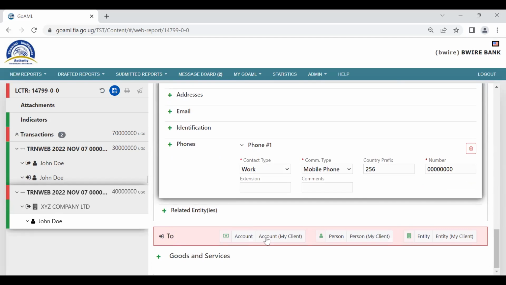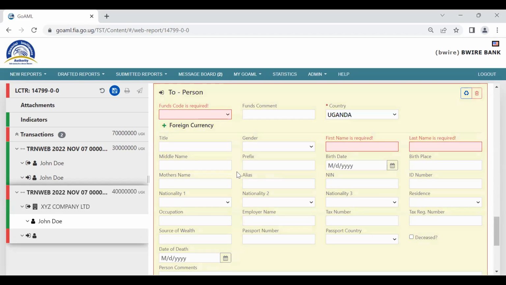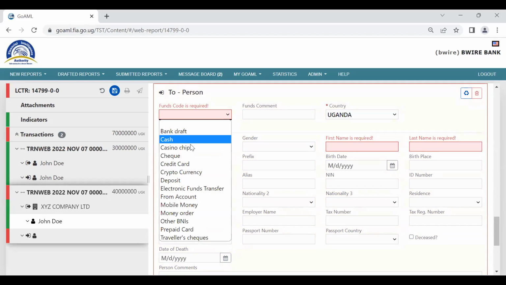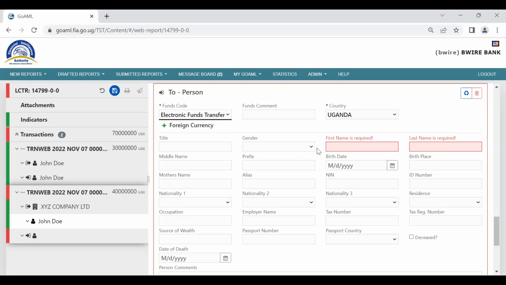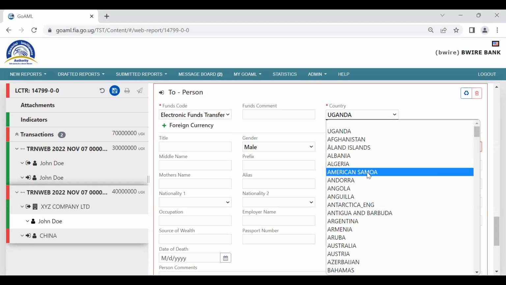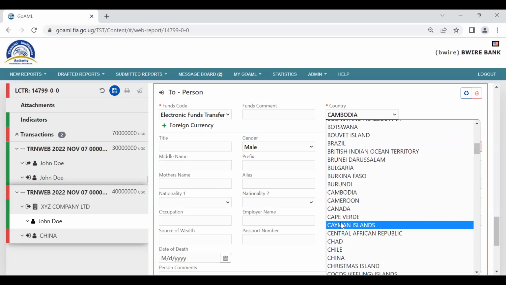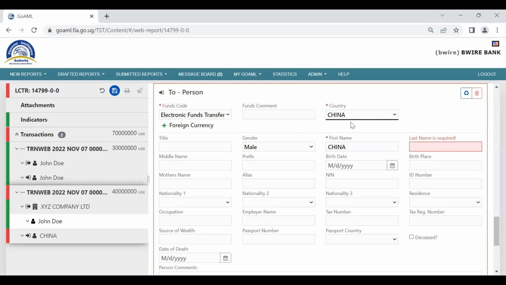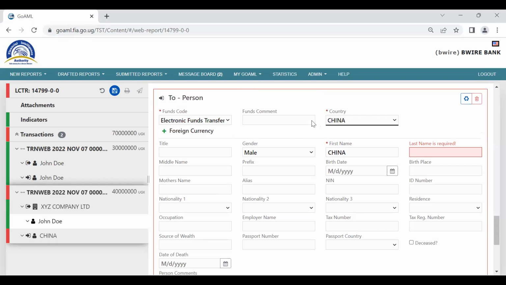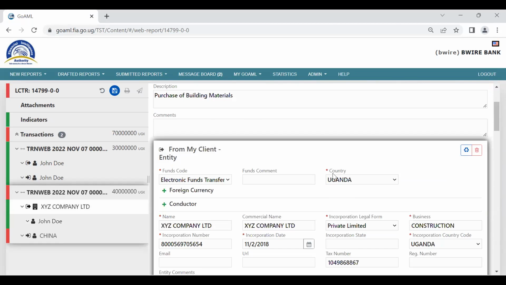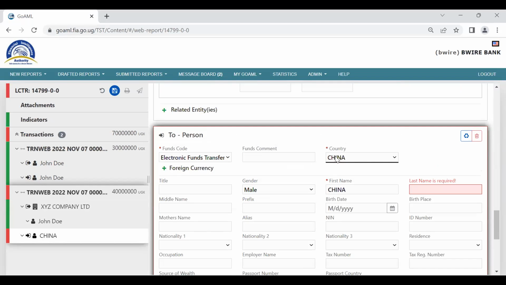All right, so let's move to the 2 person. Just use this to add an option for online transaction. So we are sending to an individual in China, and the country we are sending to. Please don't forget this. Most people always forget this. If it's a money remittance, always indicate the country it's going to. So from Uganda to China.